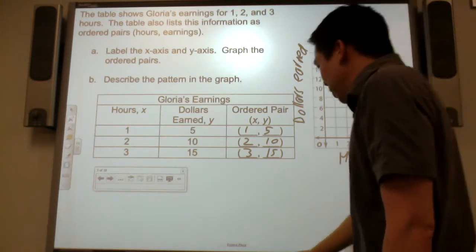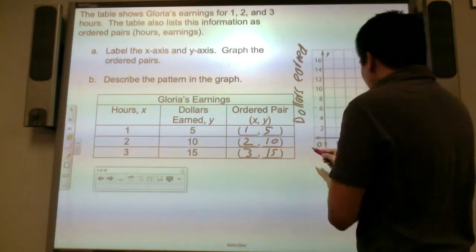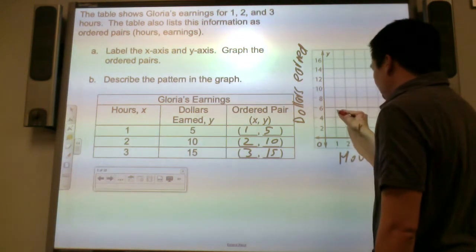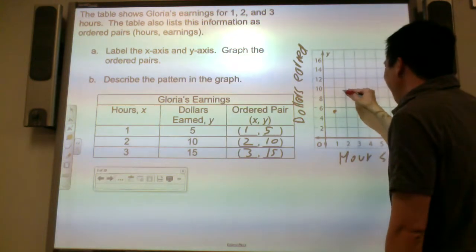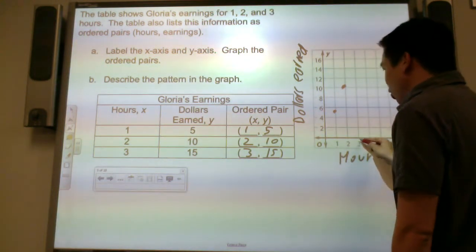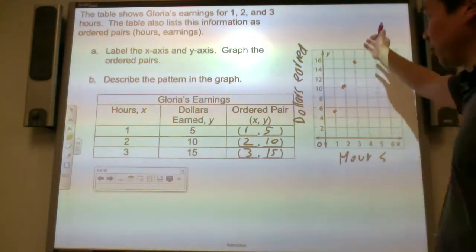So I'm going to use a different color. So now it says graph the ordered pairs. 1 hour, she earns $5. In 2 hours, she earns $10. In 3 hours, she earns $15. Hey, it creates a line. But we're not going to connect the dots. I just want to show the dots.